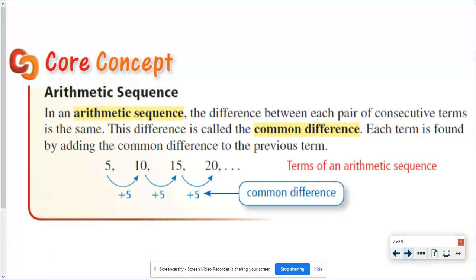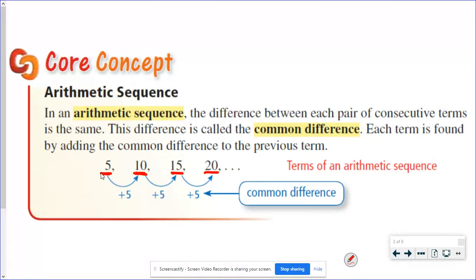In an arithmetic sequence, we have what's called a common difference. It's what we're adding, or it might look like subtracting, to get from one term to the next one. Remember, the terms are just the numbers in the sequence. So this is the first term, the second term, the third term, the fourth term. That dot, dot, dot means that it's going to keep on going. Because we're adding 5 every single time, that is our common difference.